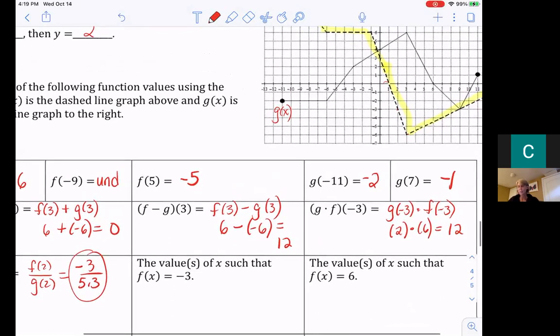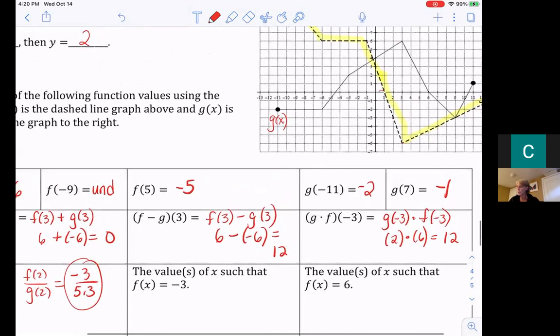The values of x such that f of x equals negative 3. So now we're looking on the graph where the yellow equals negative 3. So that's going to happen in two places. When x equals 2, and all the way over here when x equals 9.